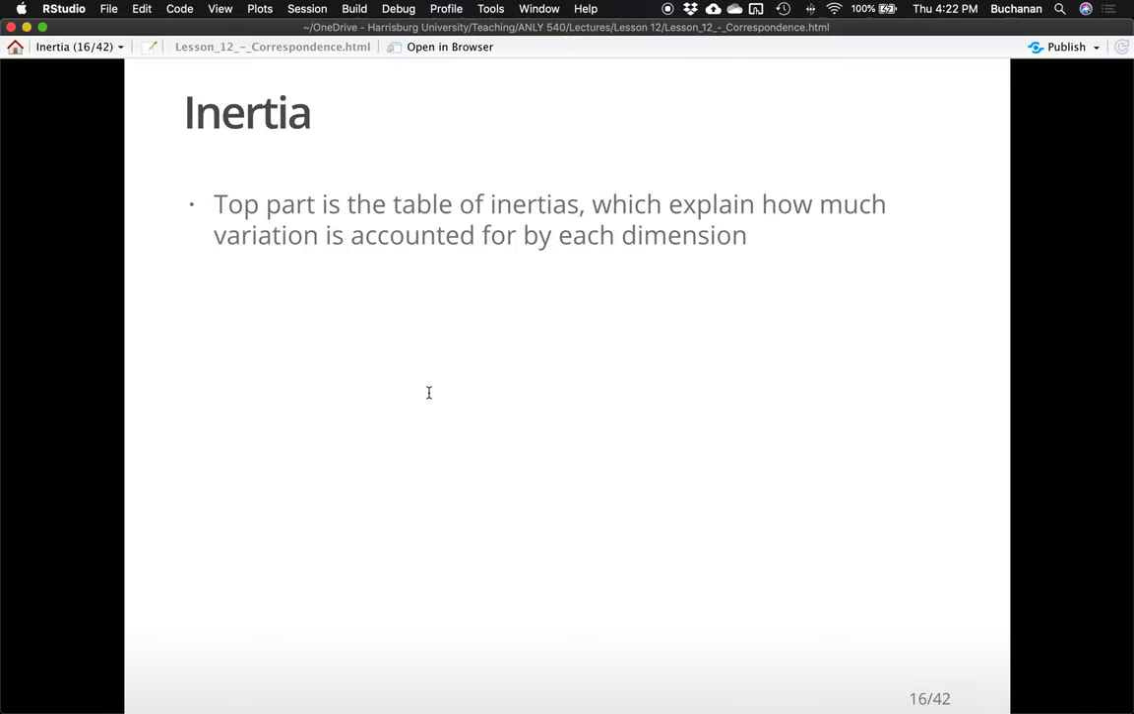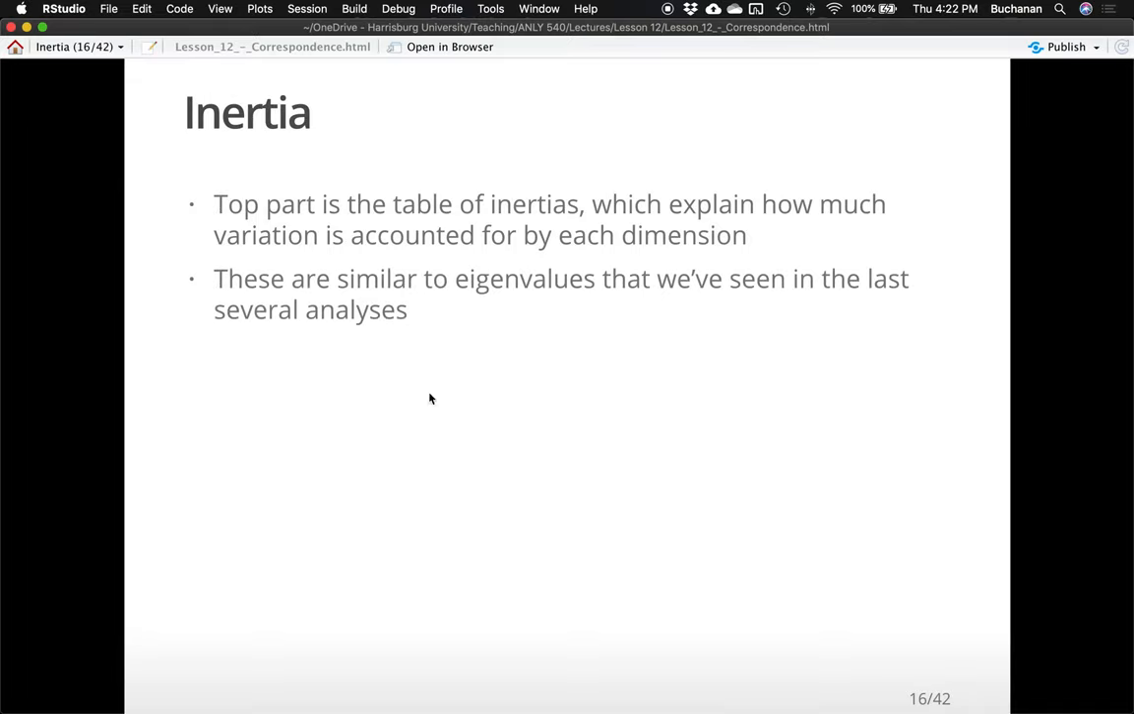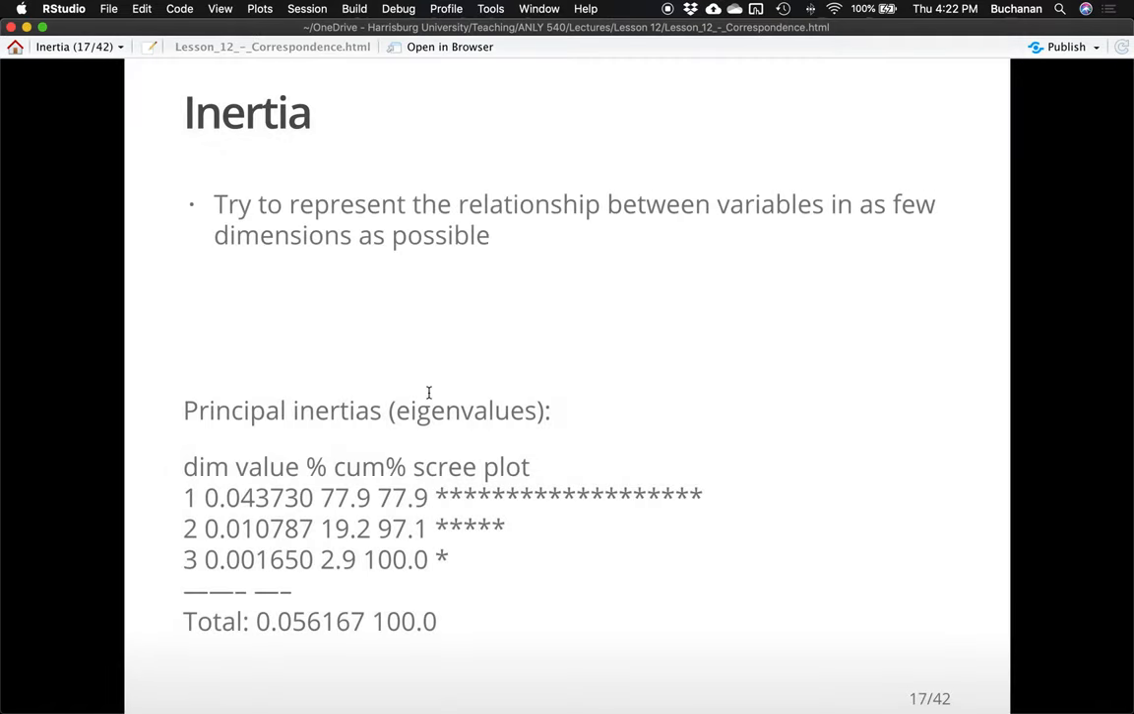And so it explains how much variation is accounted for by each dimension and how many dimensions one might need to capture the most variance. So kind of more of a PCA style. So that's very similar to the eigenvalues that we've been talking about since multidimensional scaling. And we want to try to represent the relationship between variables in as few dimensions as possible. So the goal here is low dimensional space. Simplicity.